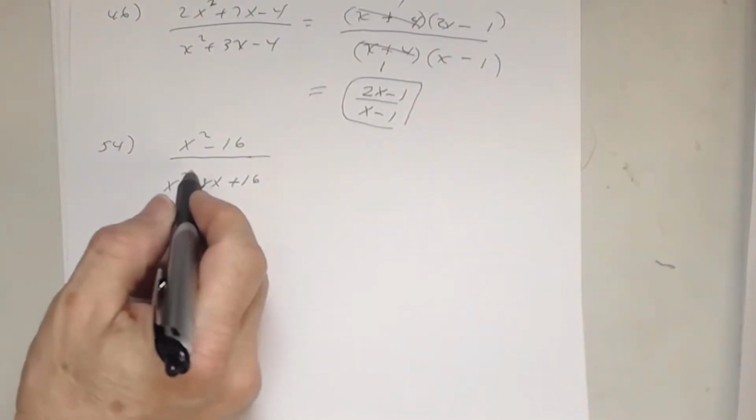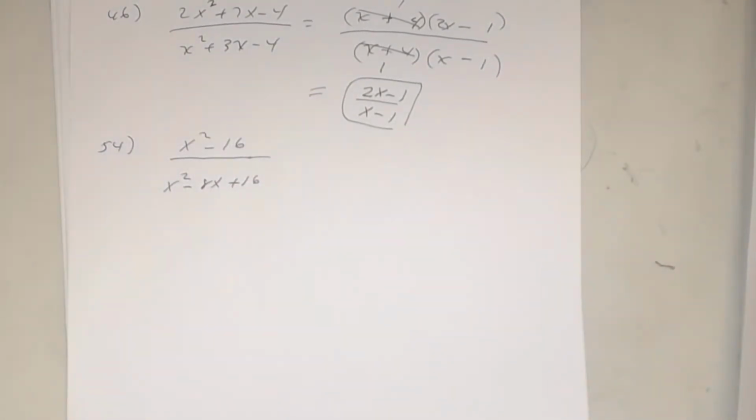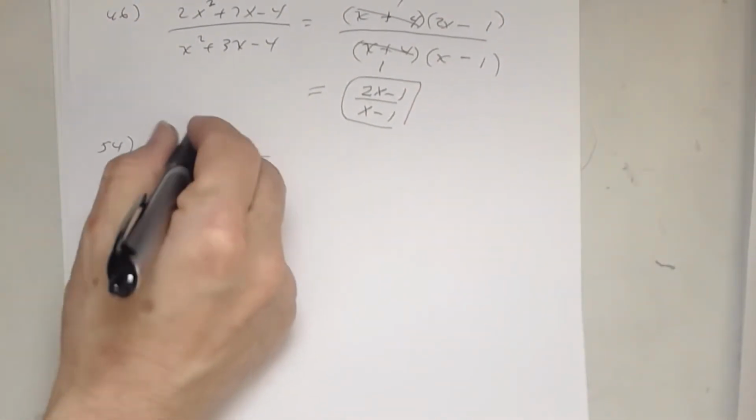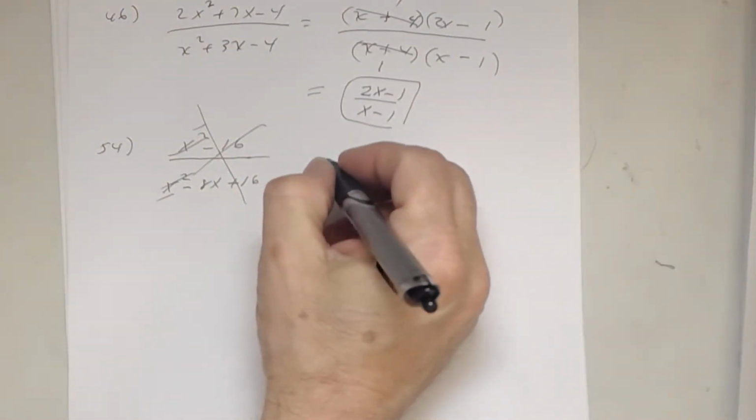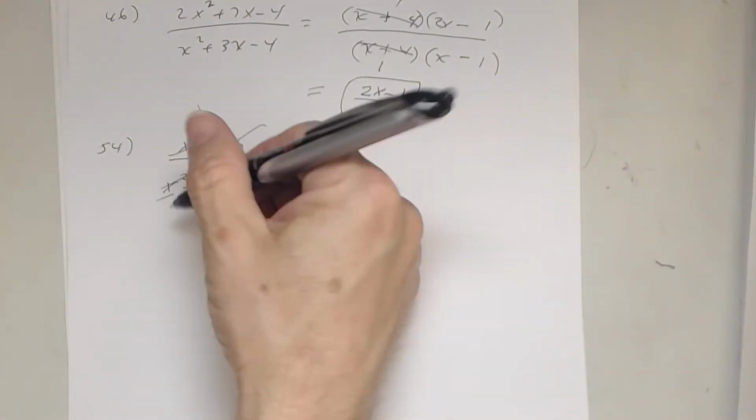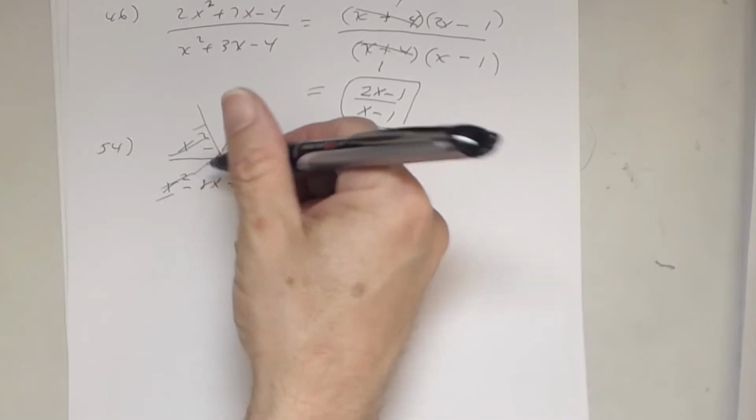Can I cancel out these x squareds? No, you cannot do that. This is wrong. You can only reduce factors. x squared is not a factor.